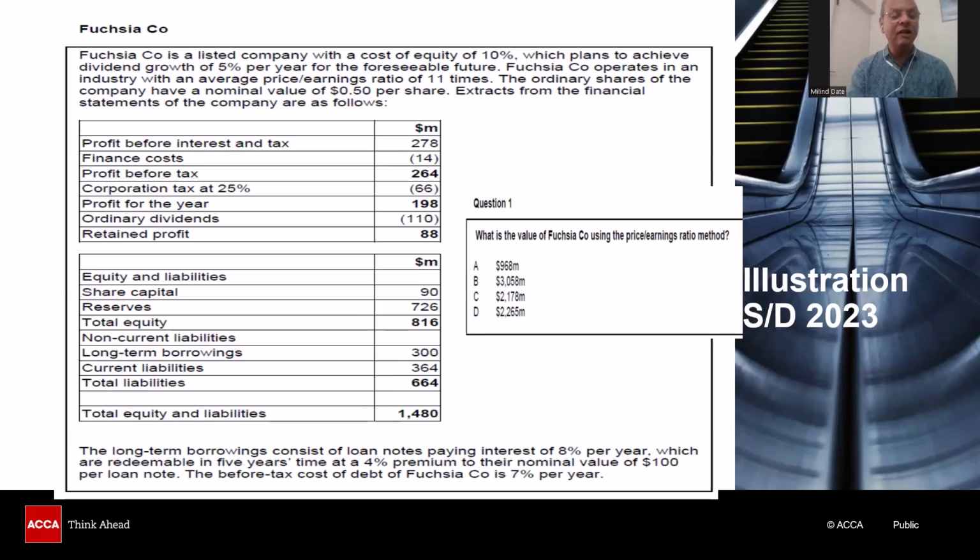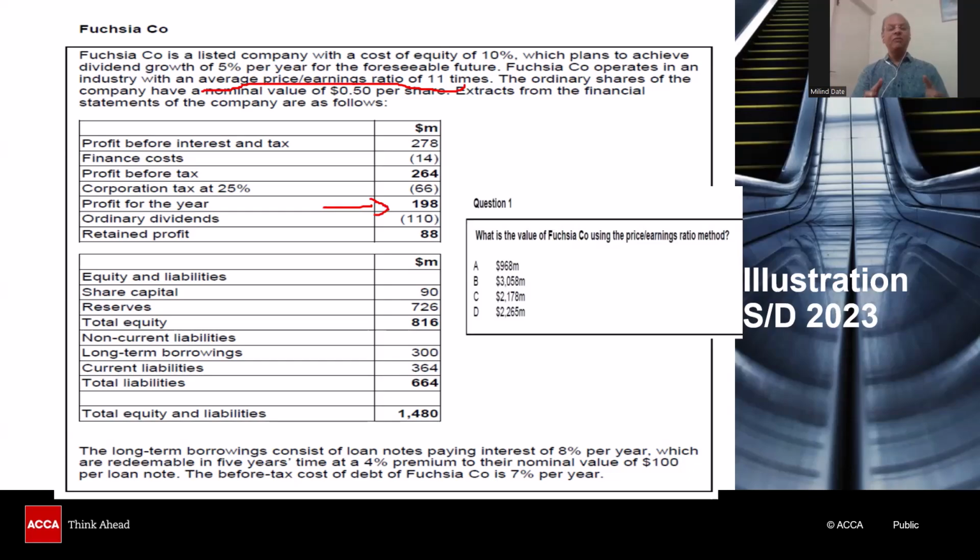And the total earnings, as you can see, you can find out from the information that is given here: profit for the year. This is always profit after tax. And the second information that you require is, of course, the average price to earning ratio for the industry within which the company works. And that is over here 11 times.